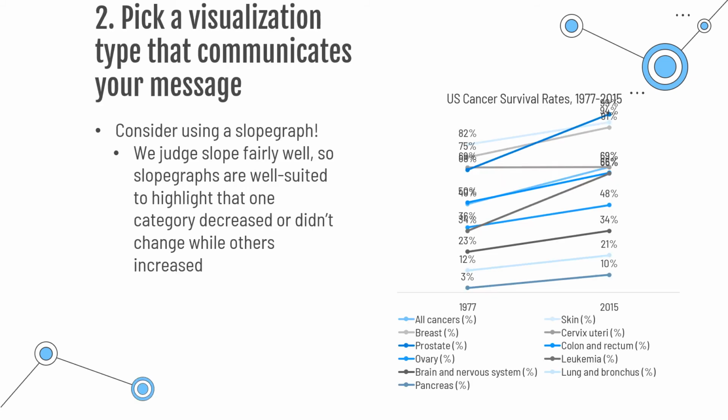Here I've chosen a slope graph to communicate this specific message. And the reason I've done that is generally humans can judge slope very well. So this kind of graph is well suited to highlight that one category decreased or didn't change while others increased, or vice versa, if that is the situation. So you can see on the slope graph to the right here that even though the color scheme is not ideal at this point, it's quite easy to tell that all of the lines except for one have an upward slope.